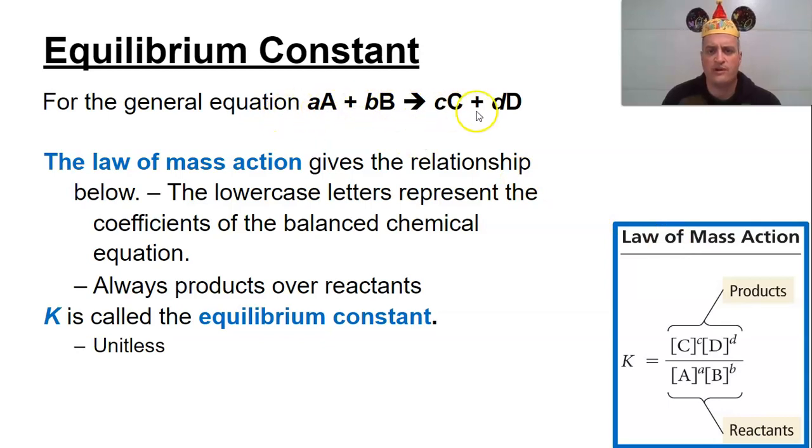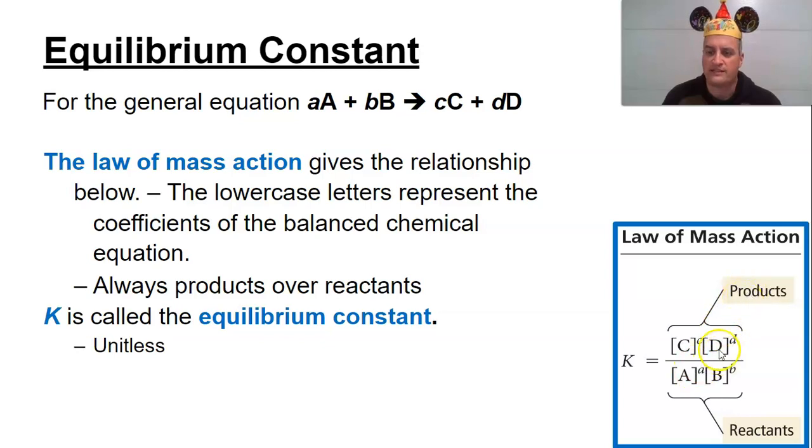So we have a general chemical equation. Again, sometimes this might have only one product or only one reactant, it doesn't matter. But this gives the relationship, where the lowercase letters represent coefficients of the balanced chemical equation. And it's always products over reactants. K is called the equilibrium constant. There is no unit. It does have meaning, but it has no units. Even though these don't necessarily cancel out, don't worry about that happening.